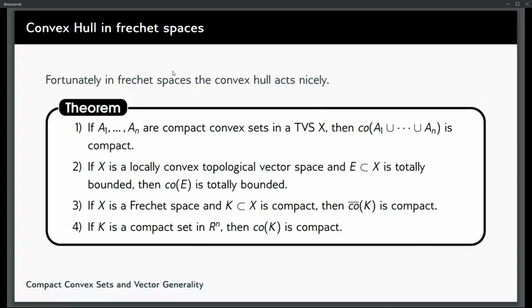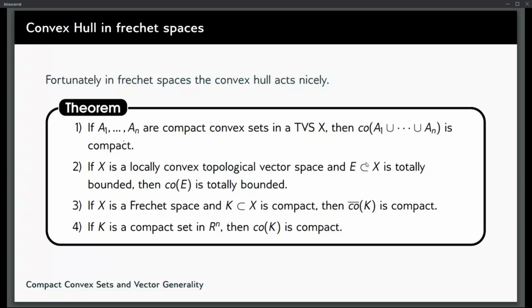Yeah, again, in Fréchet spaces, for example, which are going to be most spaces you'll encounter in practice, the convex hulls do act nicely. For example, if the sets A1 to AN are compact convex sets in a topological vector space, then the convex hull of the union is going to be compact. If the space is locally convex and E is totally bounded, then the convex hull is also totally bounded.